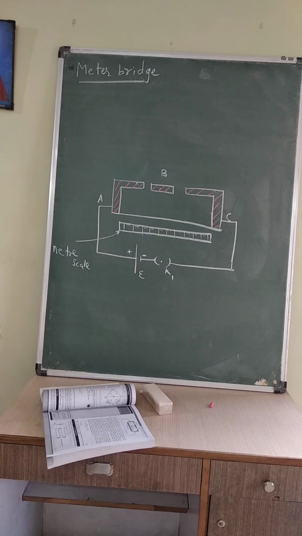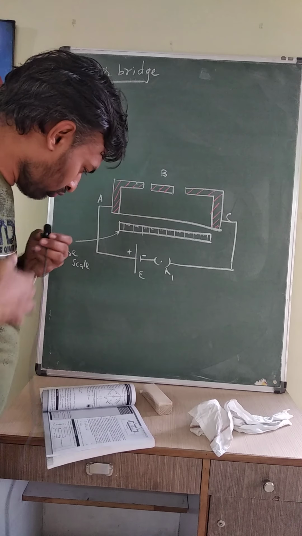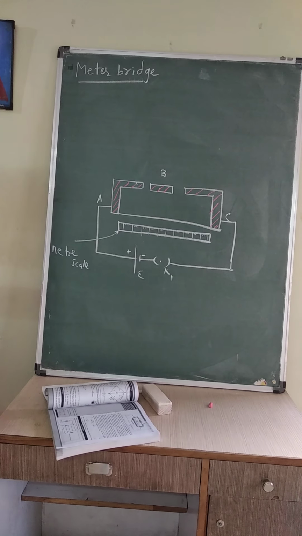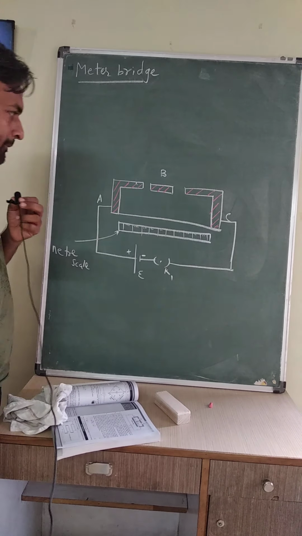Students, last time we have seen about the Wheatstone bridge and how the Wheatstone bridge circuit works. The Wheatstone bridge circuit works to find the value of an unknown resistance. So today we are going ahead with the same topic. Our topic today is the meter bridge.